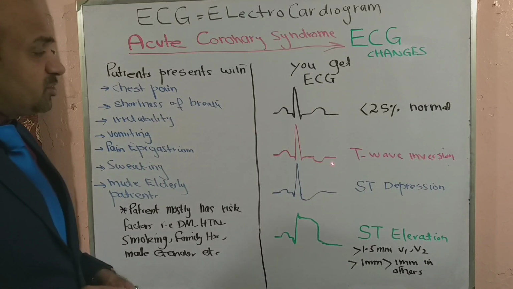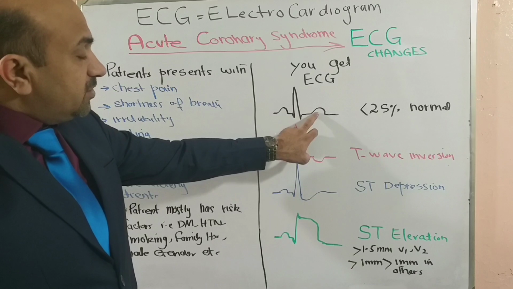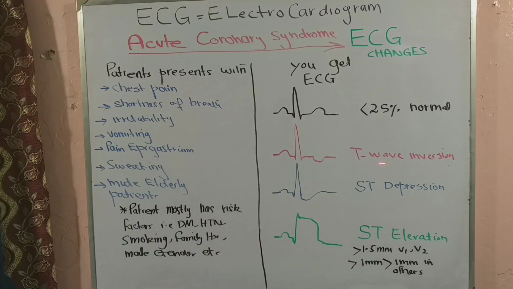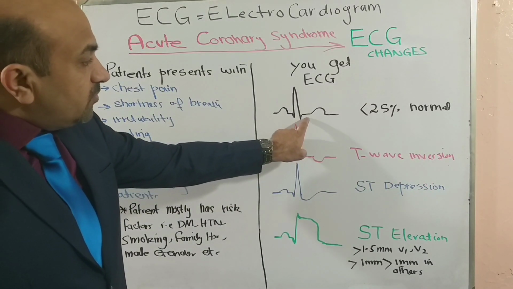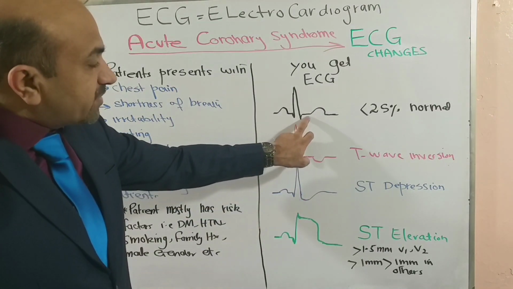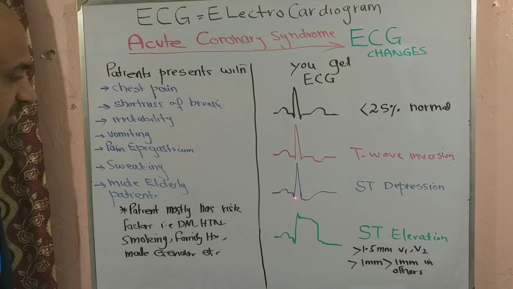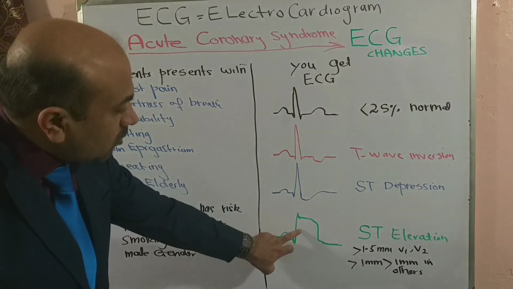In the rest of these patients, either it can be T-wave inversions, like here the T is upright but this is coming down, so it is called T-wave inversions, or it can be ST depression, where we see this J point, it has drawn the isoelectric line and the T wave downwards. This is what we call the ST depression. Or there can be ST elevation, where we see the J point along with the T wave has gone up.